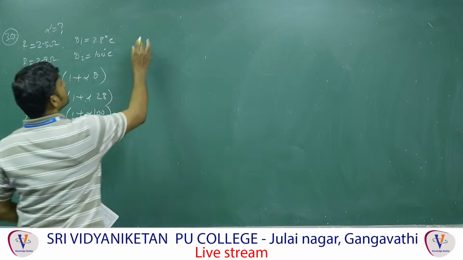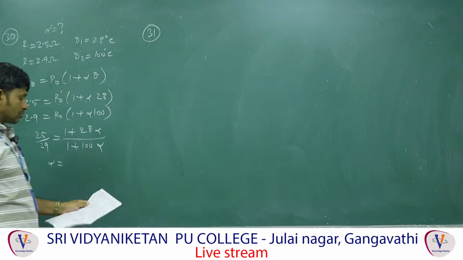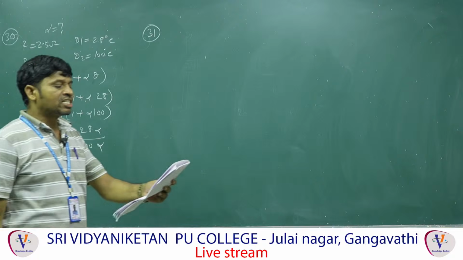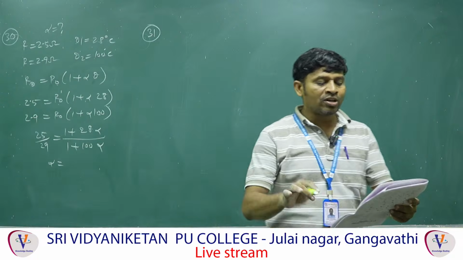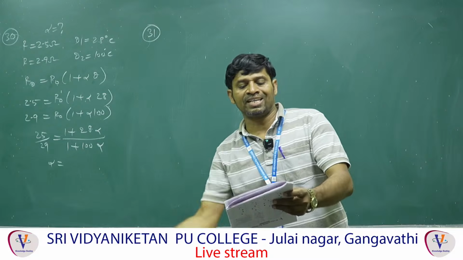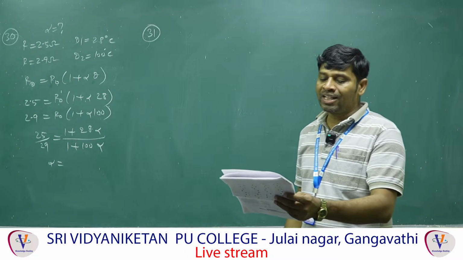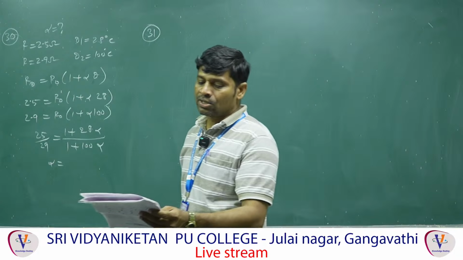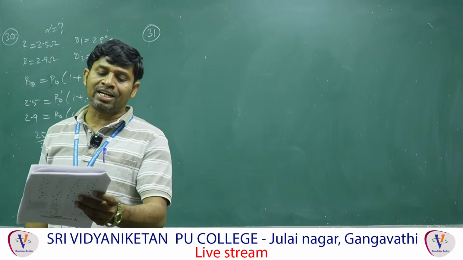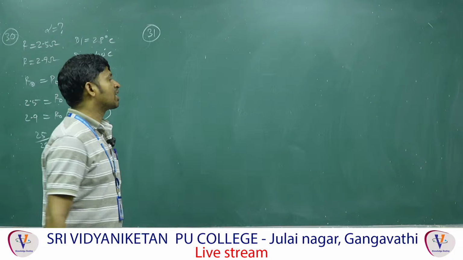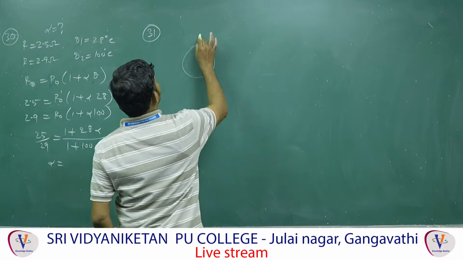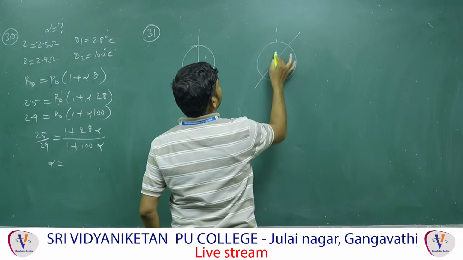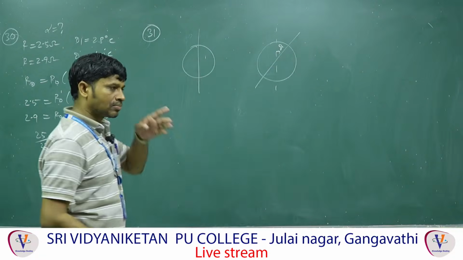Problem 31. An unpolarized light falls on two polarized sheets placed one after the other. The angle between them is not known, but the final transmitted light is 1/3 of the maximum intensity of the first transmitted light. This one is the first polarizer. This is the second polarizer, making some angle theta.